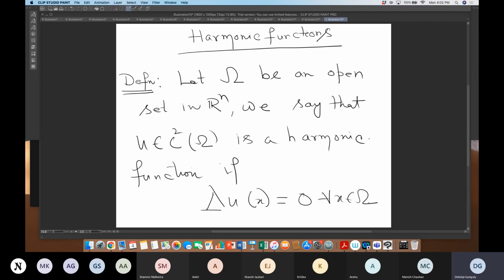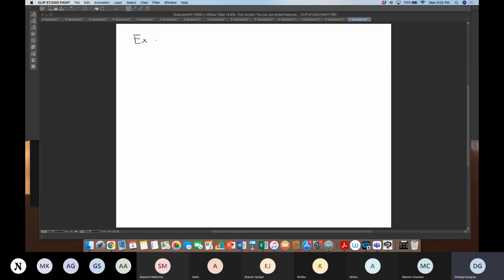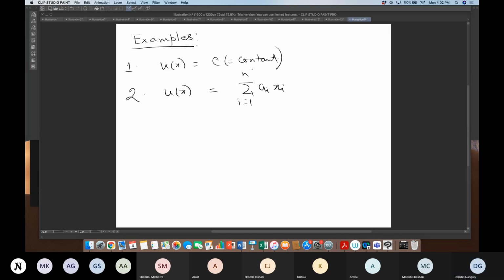Let omega be an open set in Rn. Why do we say openness? Because we have to define derivatives and all those things, so we need openness. We say that a C2 function u is called a harmonic function if Laplacian u at the point x equal to 0 for all x. Is that clear? Example, can you give me an immediate example of a harmonic function? Constant function, excellent. u(x) equal to c, constant. How about a linear type function, a·x? Is that a harmonic function? Yes. So you can cook up any example.